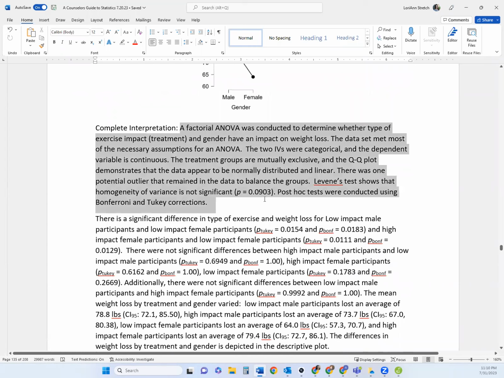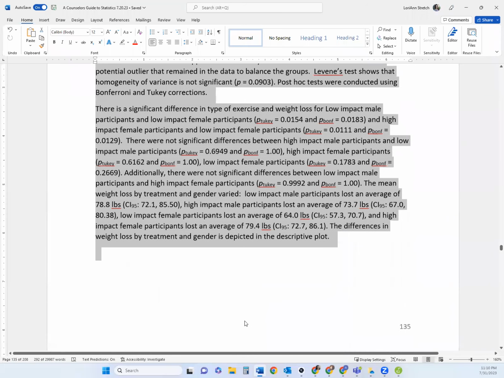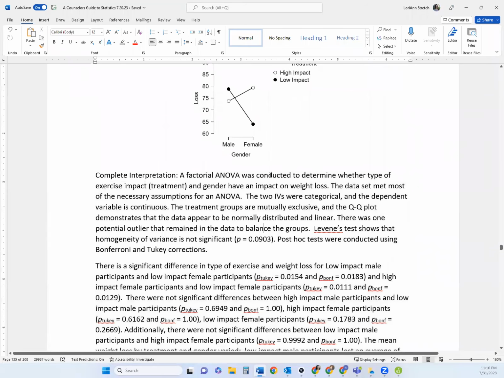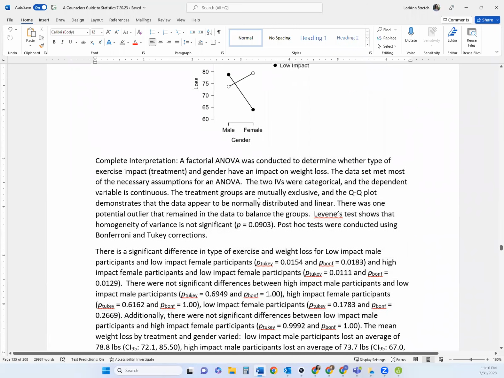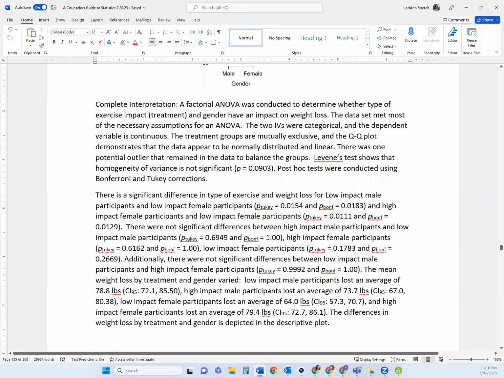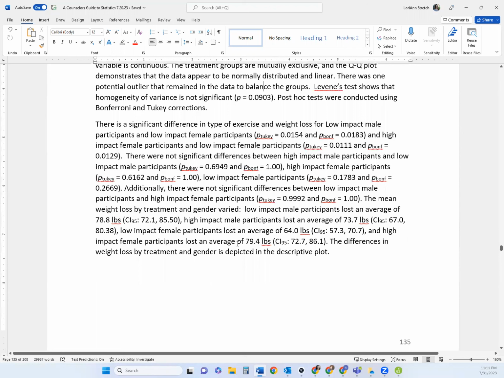This is all of what I've done in one full description. So a factorial ANOVA was conducted to determine whether the type of exercise impact, treatment, and gender have an impact on weight loss. I go through to describe my assumptions, and then I talk about the difference in my source table. And then I go and talk about the differences in my post hoc and describe those differences. Okay.